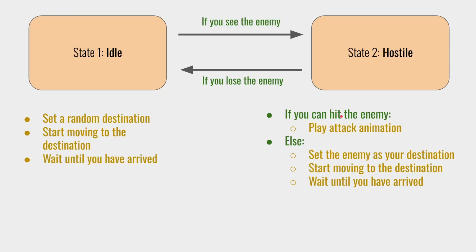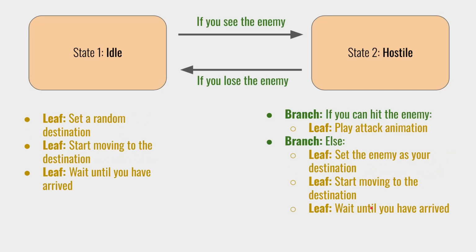And in the hostile state, it's going to check if the enemy is in melee range, and then attack them. And if they're not in melee range, then it's going to set the enemy as the destination, start moving, and then wait. And then if you lose the enemy, then you go back to this one. So this is a basic state machine. So now we're going to work on expressing this as a behavior tree instead.